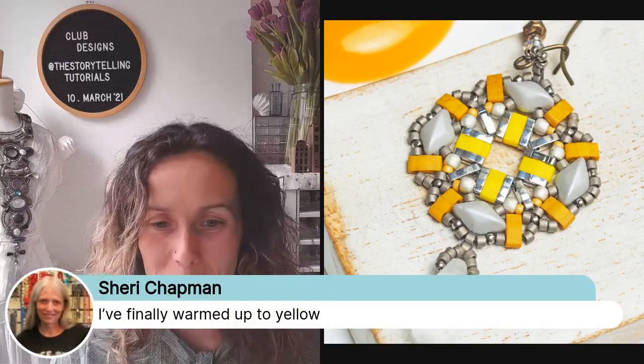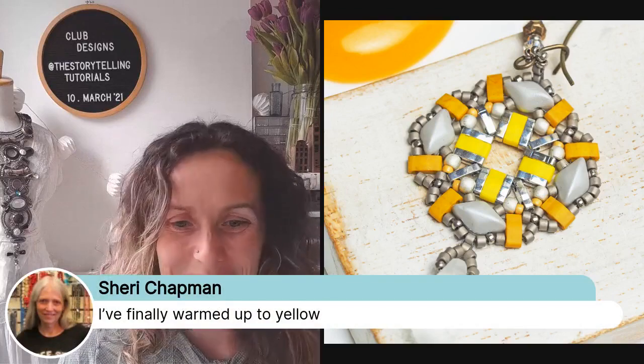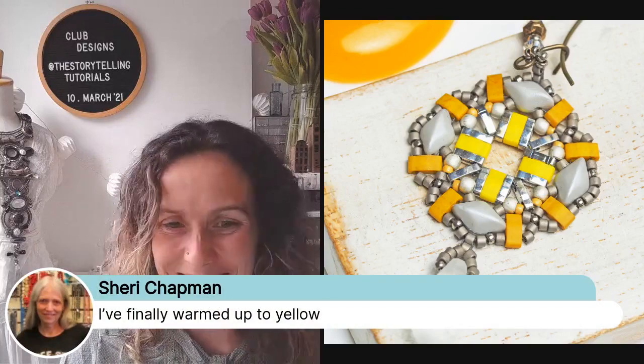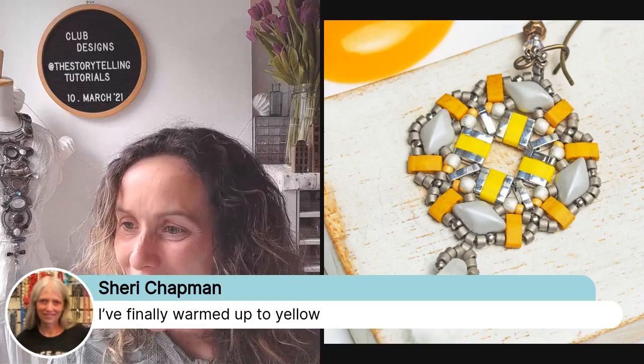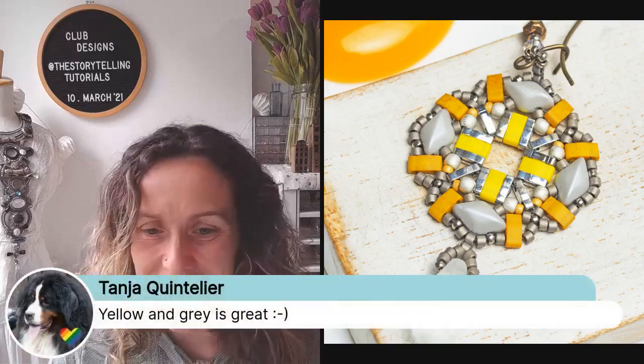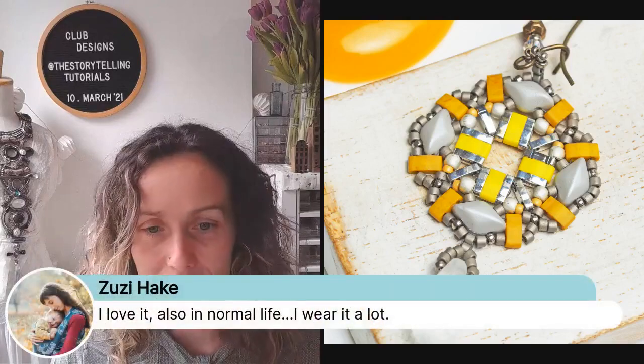In the meanwhile, I got some answers from you about your feelings about Pantone colors. So Sherry says, I have finally warmed up to yellow. I'm happy to hear that, Sherry. I think into your happy hippie style, yellow would fit perfectly. And Tanya says, yellow and gray is great. And Sharon joined us in the meanwhile. Hello, Sharon. Zuzi says, I love it. Also in normal life, I wear it a lot. I love your yellow scarf, for example.